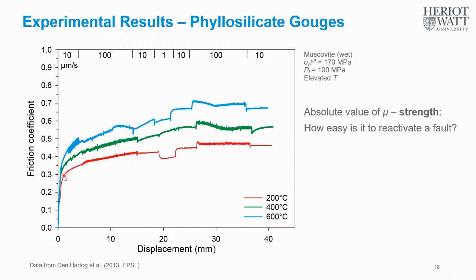And so one of the important pieces of information that can be derived from this figure is the absolute value of mu. So in this case, it's between about 0.3 and about 0.7. So that is the strength of the fault gouge, and that tells you how easy it is to reactivate a fault. So in this case, the strength actually increases with increasing temperature, so from 200 to 400 to 600 degrees. And these temperatures, they are a bit more relevant for natural earthquakes in this case.